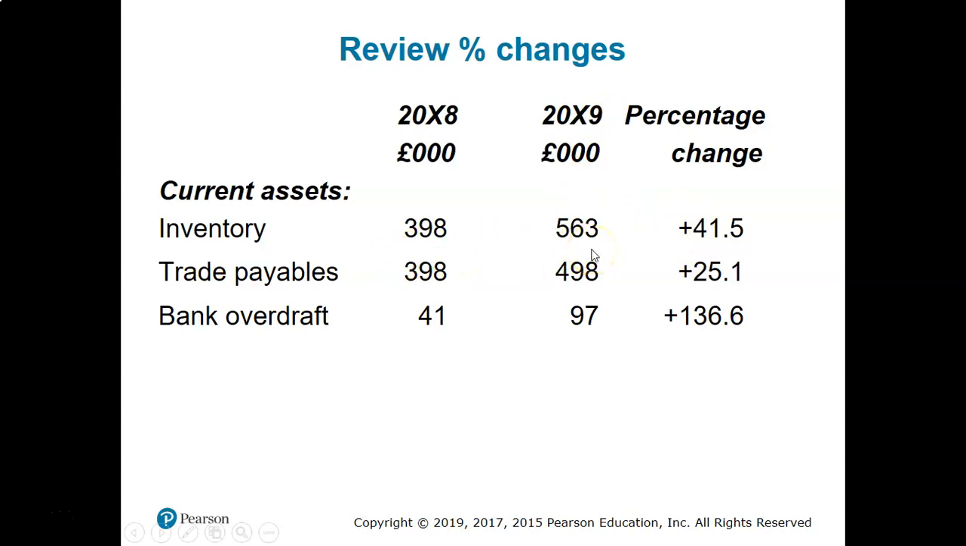Similarly, you can calculate for the trade payables and you can calculate for bank overdraft. And if we see the changes, the biggest change is in the case of the bank overdraft. This is a 136.6 percent increase. Obviously, this is not a good sign for a company to have an increase of more than 100%, around 1.55 times the overdraft. So we need further investigation.